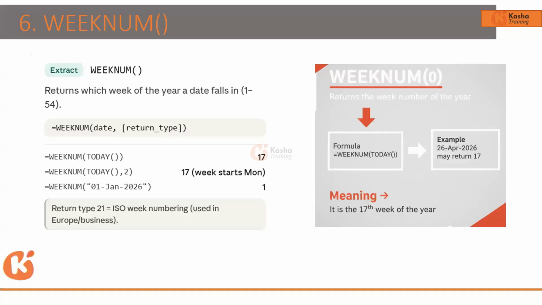Then you have a week num. Week num is nothing, it just returns the week number of a year. We know that there are a total of 52 weeks. So if you give today's date, which is 26th of April 2026, it is the 17th week of the year. So like this, you have different variations. You can see today it is the 17th week, and here also you can see 26. So like this, you can also find out your week number.